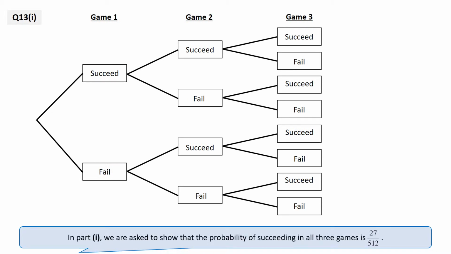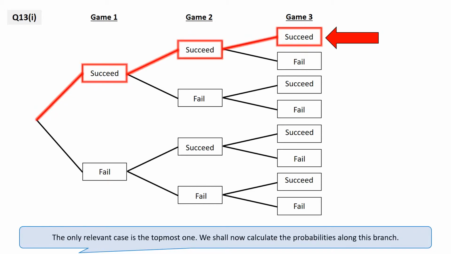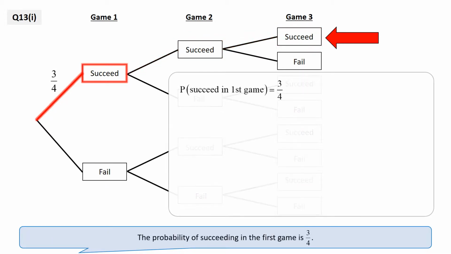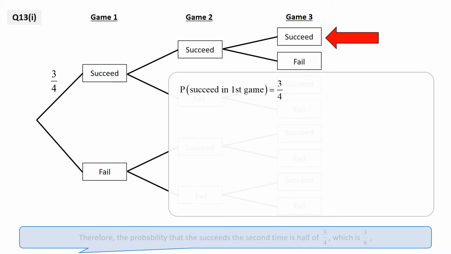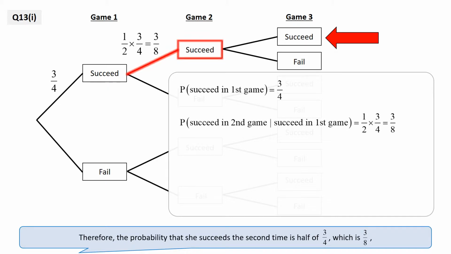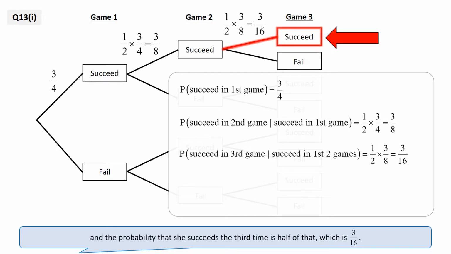In part 1, we are asked to show that the probability of succeeding in all 3 games is 27 over 512. The only relevant case is the topmost one. We shall now calculate the probabilities along this branch. The probability of succeeding in the first game is 3/4. Subsequently, if she succeeded in one game, the maze becomes harder, and the probability that she succeeds in the next game is 1/2 of the probability of success in the previous game. Therefore, the probability that she succeeds the second time is half of 3/4, which is 3/8, and the probability that she succeeds the third time is half of that, which is 3/16.